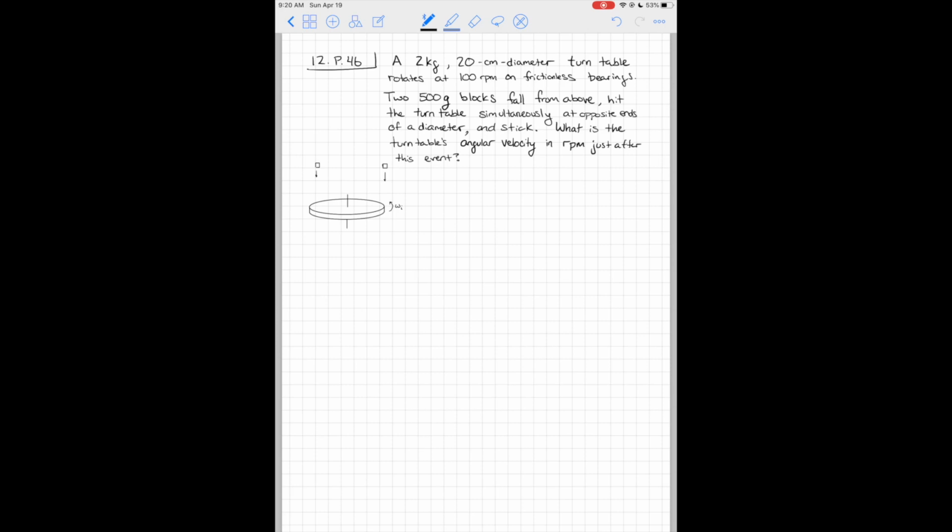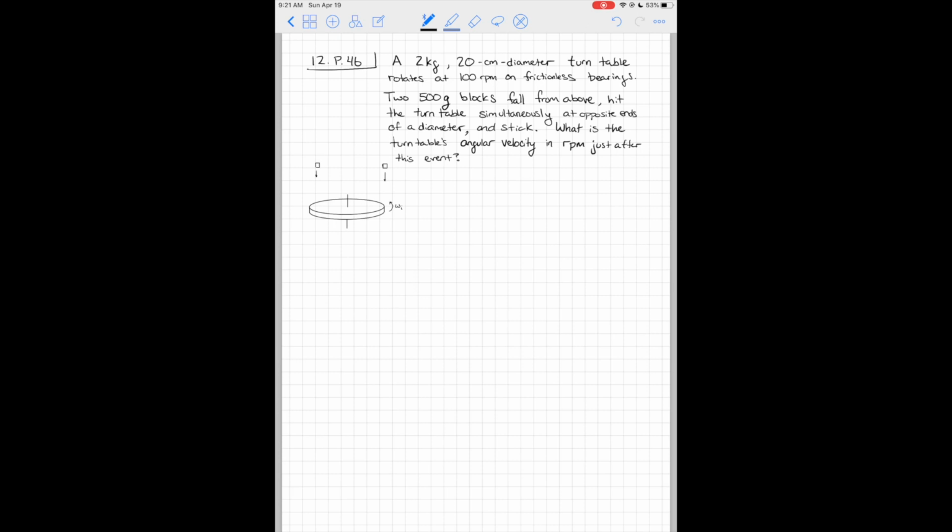So we have a 2 kilogram, 20 centimeter diameter turntable that rotates at 100 RPM, rotations per minute, on a frictionless bearing. All right. We have two 500-gram blocks that fall from above, hit the turntable simultaneously at opposite ends of a diameter, and stick to the turntable. What is the turntable's angular velocity in RPM just after this event?